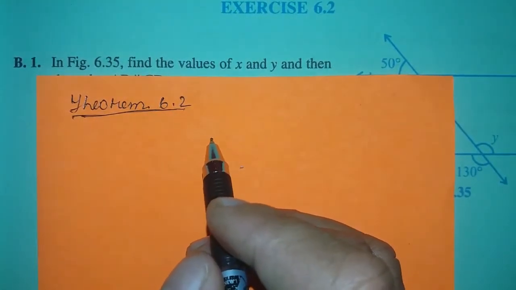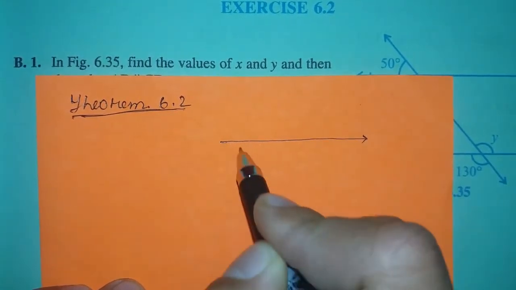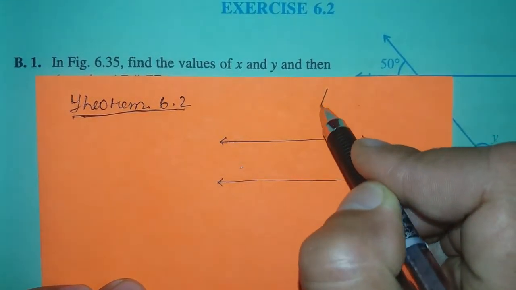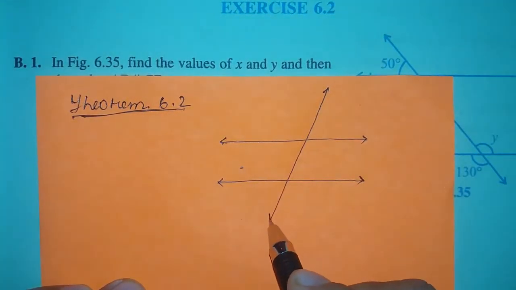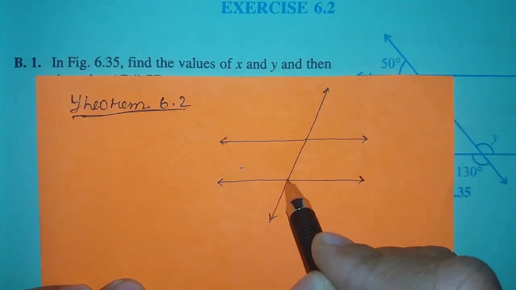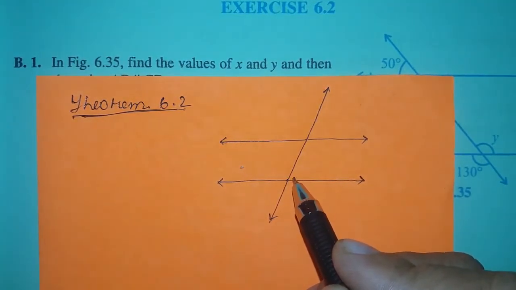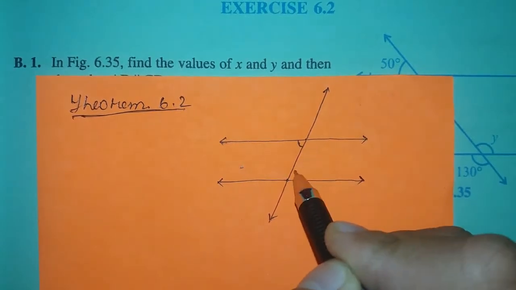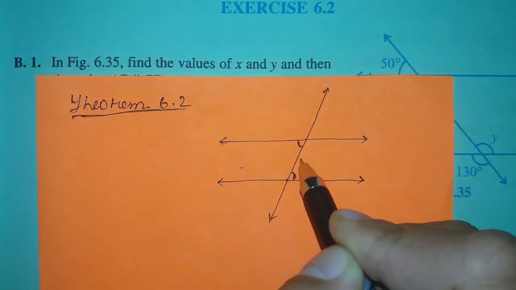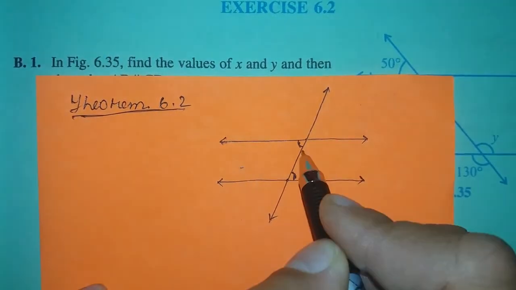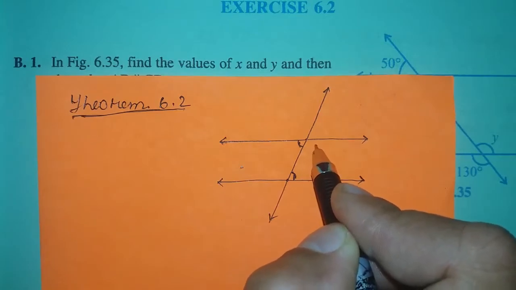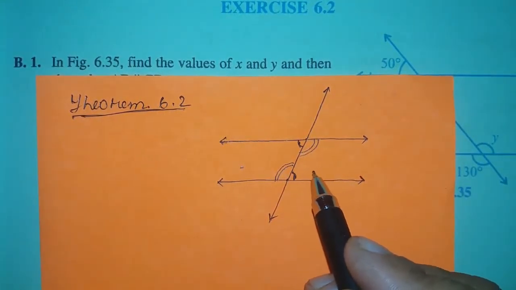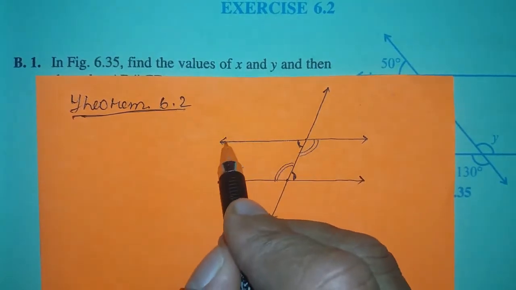Here the theorem says, if a transversal intersects two parallel lines, here also we are talking about parallel lines, then each pair of alternate angles is equal. So we have two pairs of interior alternate angles, this one and this one. These two angles will be equal if these two lines are parallel, and this angle and this angle will be equal. So the pairs of alternate angles are equal when the lines are parallel.